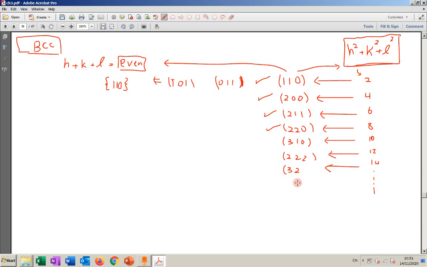It became 13, yes. So this is 4 square. Sorry, 2 square will be 4. 3 square will be 9. 9 and 4, 13. I'll put 1. That became 14. Is the summation even?